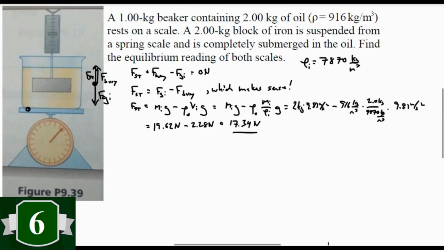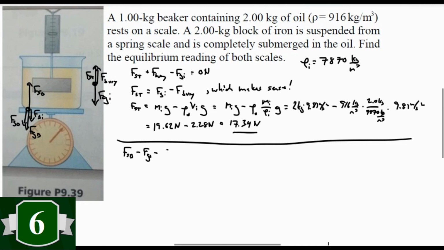Now let's draw a free body diagram for the lower scale. Downward, we have the force of the beaker, we have the force of the oil, we have the reaction force of the buoyant force, action-reaction, right? And the scale has to push all of those up. That gives us the force of the scale equals the weight of the oil plus the weight of the bar plus the buoyant force. Plug in our numbers, including that 2.28 newtons from above, and we get 31.71 newtons.